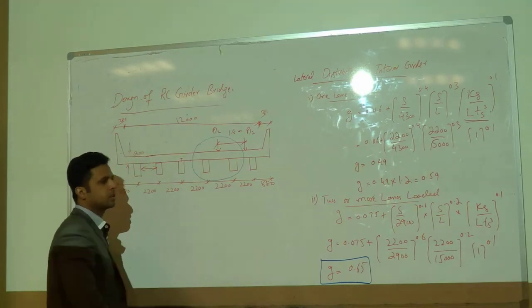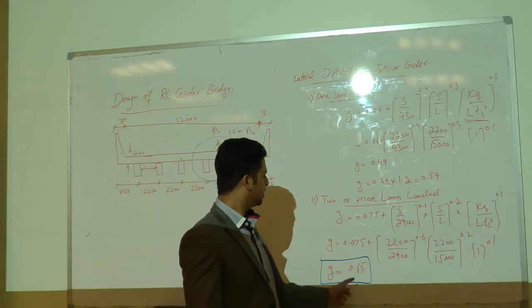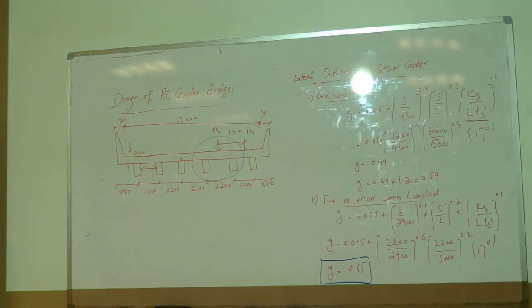Yes. What about the two lanes loaded? Why didn't we multiply by 1.2? Why did we not multiply? Good question.